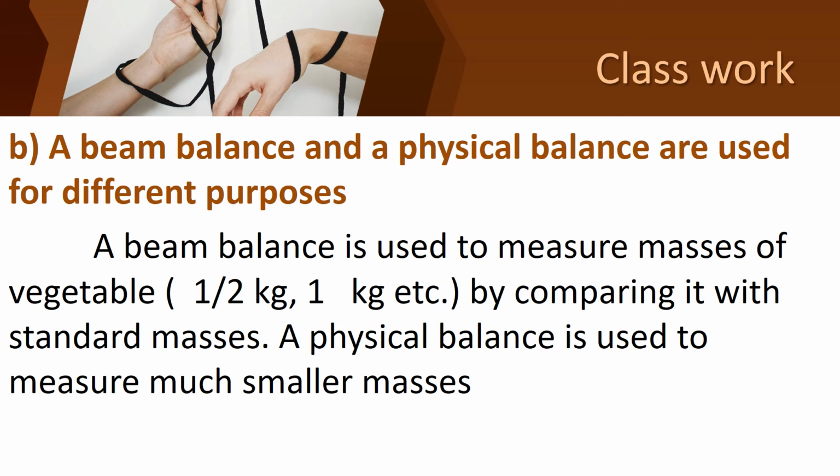Okay children, so see the answer. Beam balance is used to measure masses of vegetables, of 1 kg or half kg. Likewise, we'll measure it in the kilogram by comparing it with the standard masses. A physical balance is used to measure much smaller objects. Very small objects can be measured by using a physical balance. Take down in your classwork notebook.